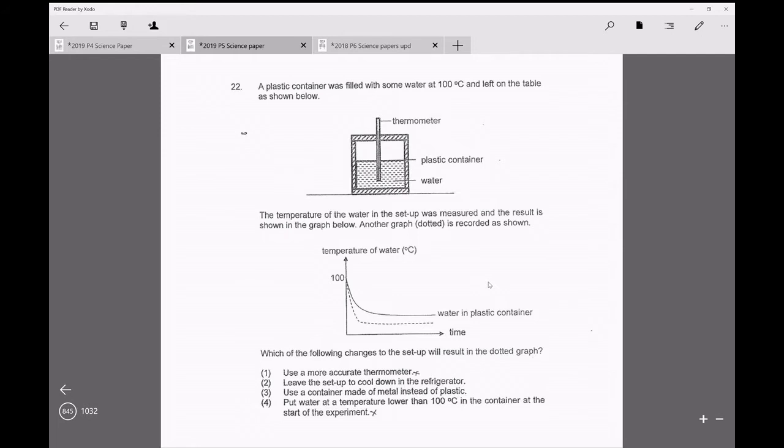Okay, so basically you have some water that is at 100 degrees Celsius. They are put inside this plastic container, and then the graph, this solid line here, shows you how the temperature has dropped. So you realize that it dropped until here, right? It doesn't drop anymore, it just stays somewhere along this line. That is because it has reached the room temperature.